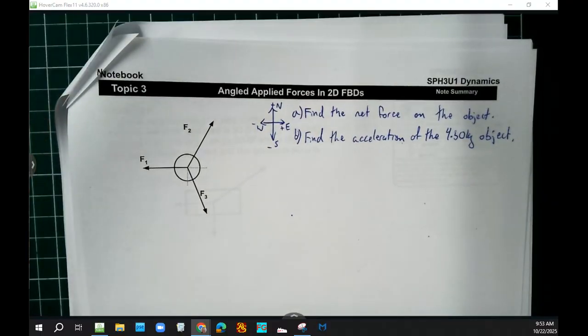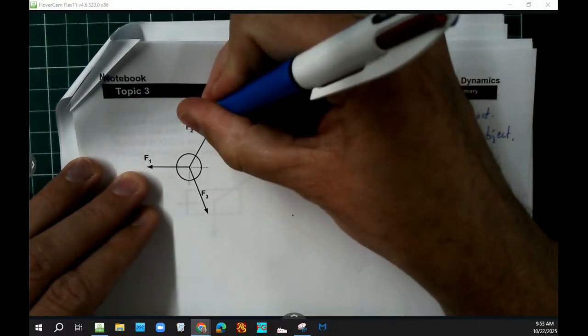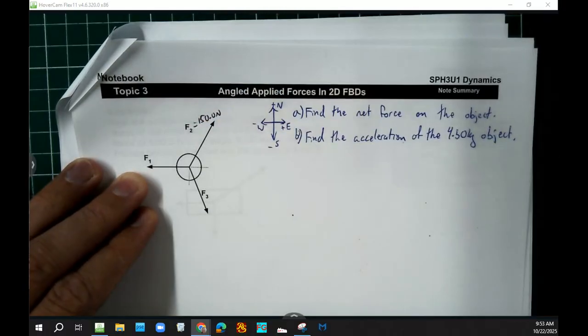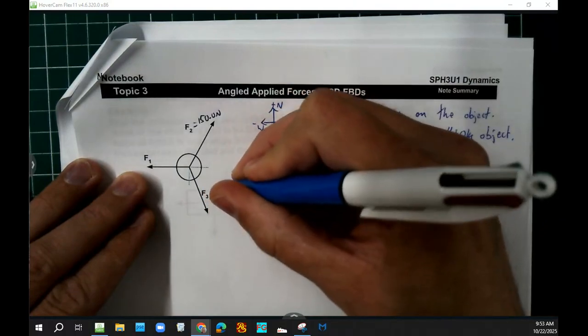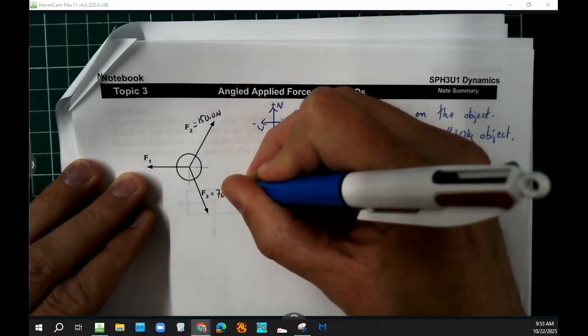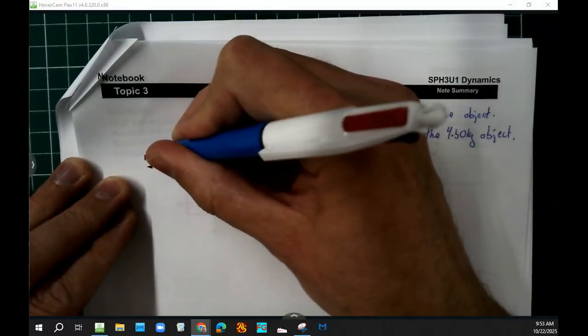But I gotta give some values. I'd like to say that force 2, this F2 value, is gonna be 150.0 newtons. Look at all those sig figs. F2 is gonna be, actually let's do F3. F3 is 70.0 newtons. F2 is gonna be 100.0 newtons.